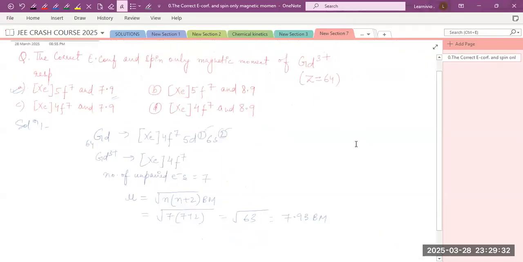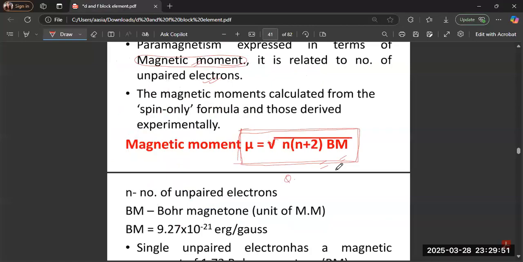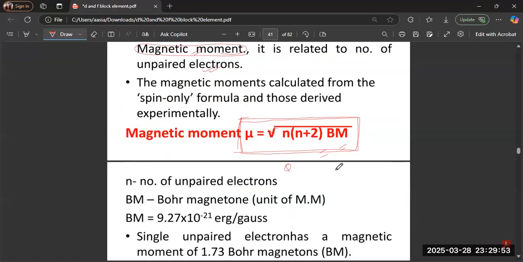Written? Yes. Okay, so that's how you can calculate the magnetic moment value.